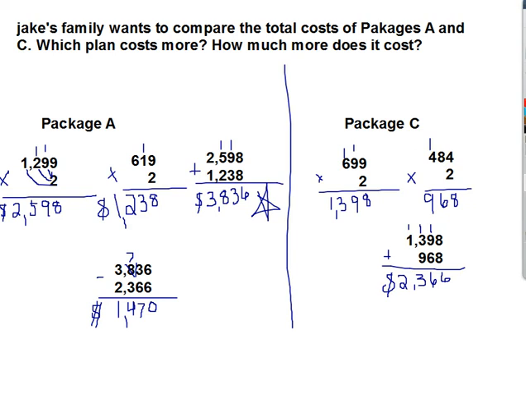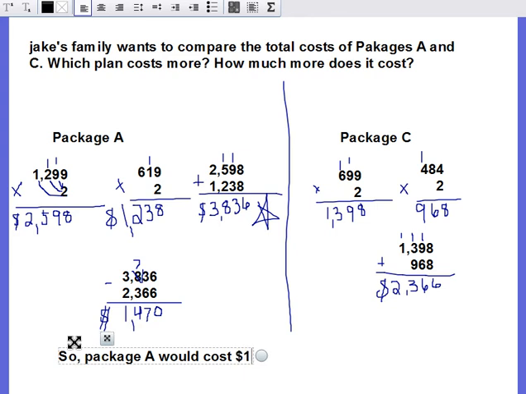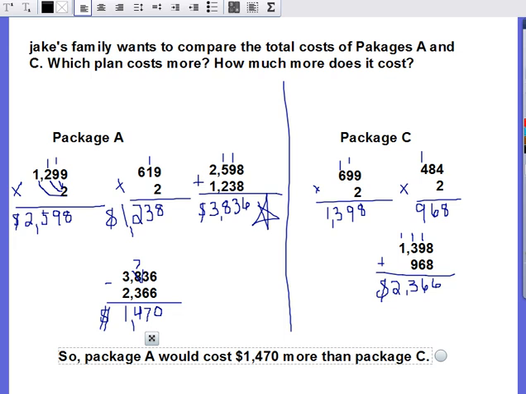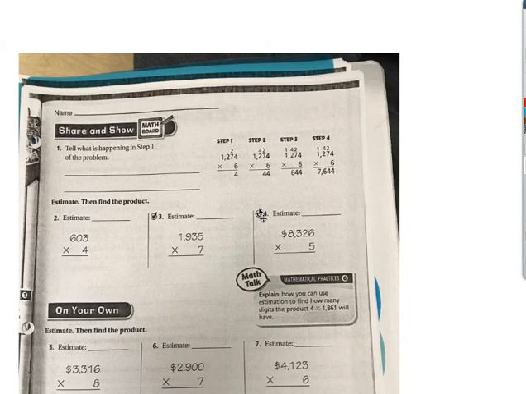So on the bottom of that page there, where it says, so package A, because that's what we're looking for, would cost, let me get my dollars, there we go, $1,470 more than package C. Okay, so fill that in at the bottom. Alright, so let's turn the page so you guys can get some more practice in here. I'll zoom up here so you can see that better.